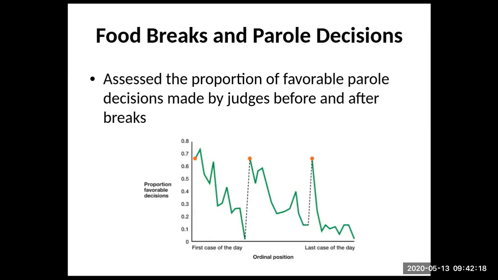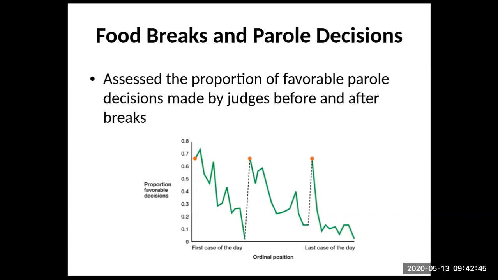So you see the proportion of favorable decisions based on the order in which the cases are heard. So what we see here, first case of the day, is about a 65 to 67% chance of getting parole. The second case of the day is actually even better. If we were to look at that point, that's about a 0.75. That seems to be about the highest one of the day. And then it gets a little lower.